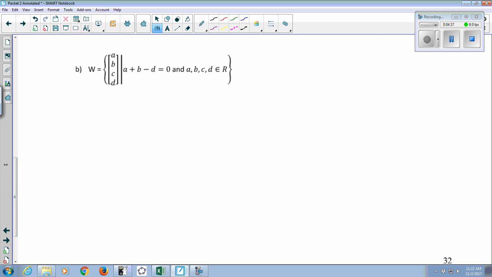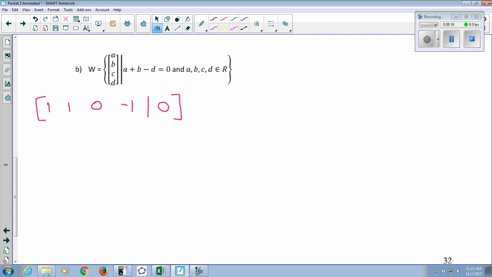All right, so now I want to find the same thing, but for a new vector space. Defining this vector space W to be the set of all vectors A, B, C, D such that A plus B minus D equals 0. So translate that equation to an augmented matrix, and I get 1, 1, 0, negative 1, 0. It's only one equation, so I only get one row in my matrix.